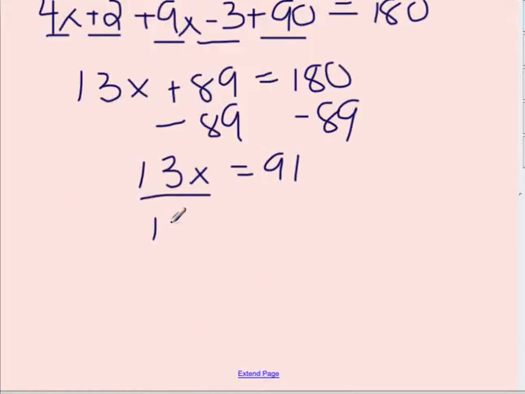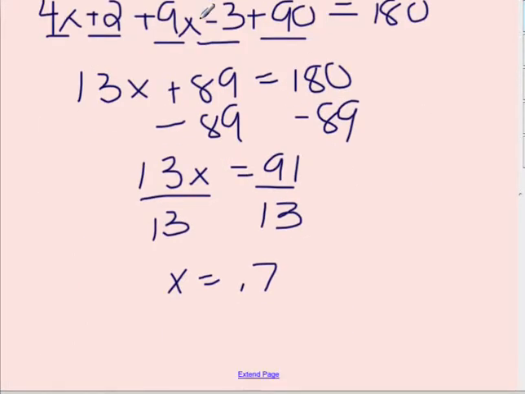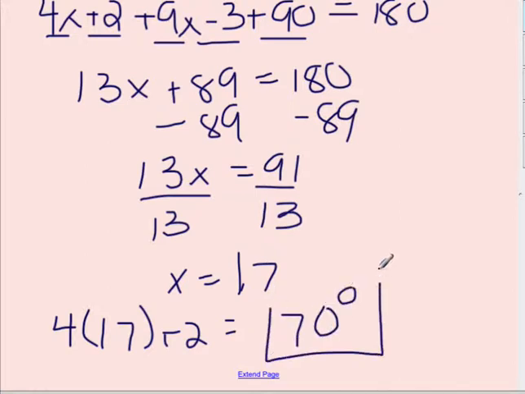Last but not least, I want to divide both sides by 13, and then I end up getting that x is equal to 7. Well, that's not what our problem asks. Our problem asks, what is the degree measure of angle F? Well, now that we know what x is, we can plug in 7 for that. So we get 4 times 7 plus 2, and that's going to be our angle measure of F. So we get 30 degrees for the angle measure of F.